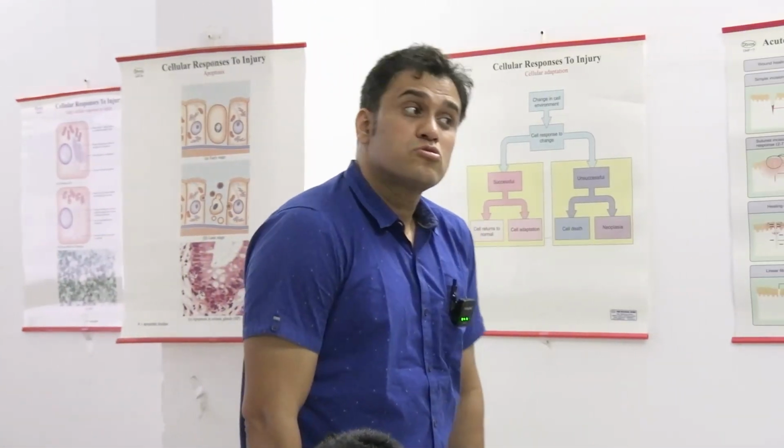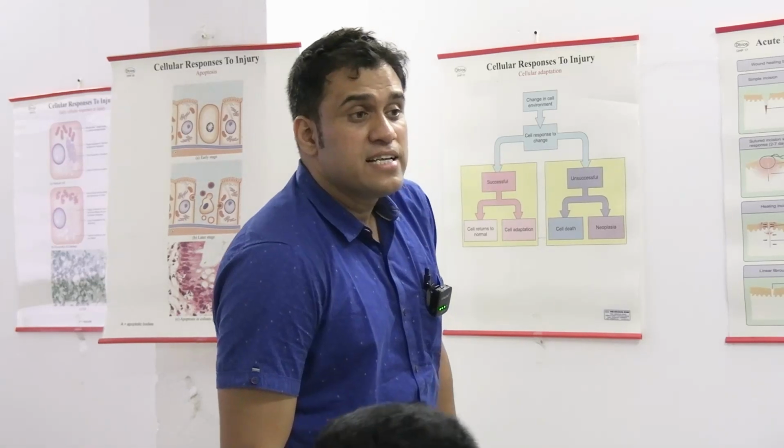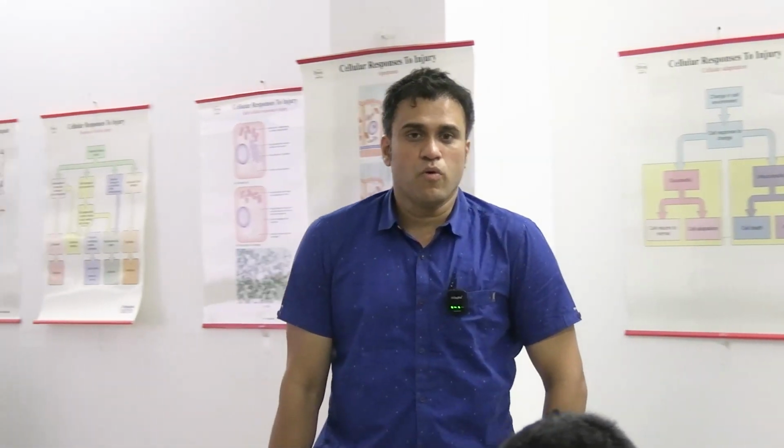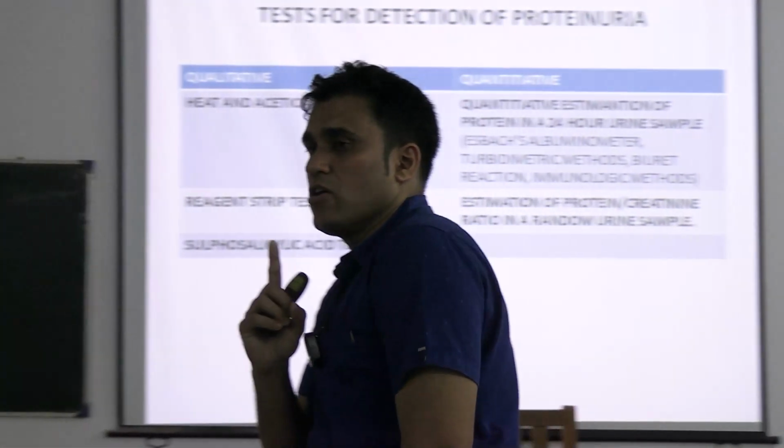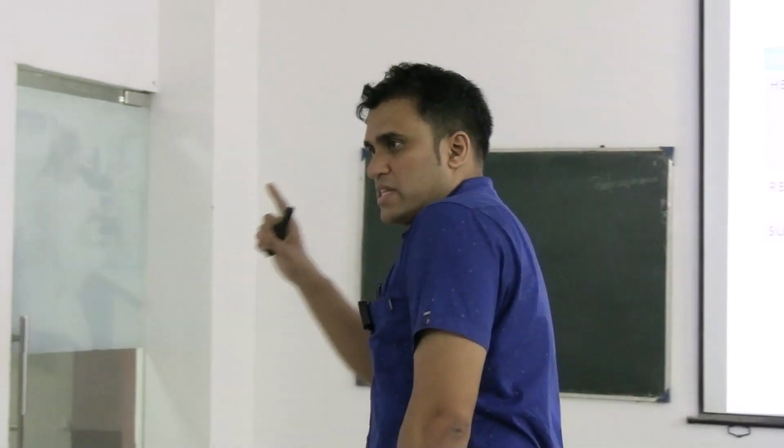So other proteins like Bence-Jones protein, hemoglobin, myoglobin, immunoglobulin light chains can be missed if we do only these two tests. So which is the confirmatory test? The last one, the sulfosalicylic acid test. It is the confirmatory test, and it identifies all forms of protein. So these two tests must be confirmed by the sulfosalicylic acid test.